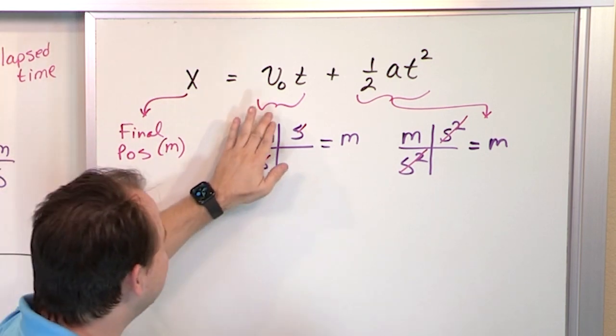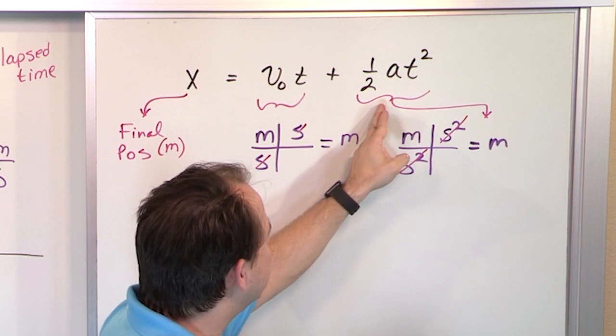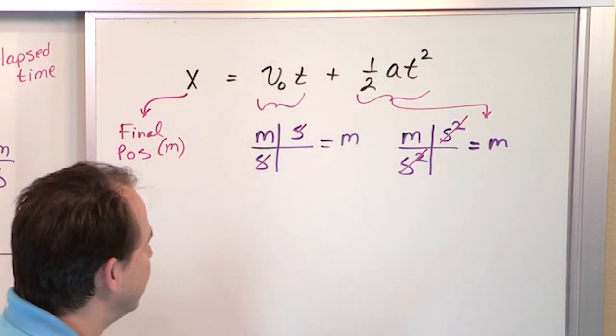So you can see from a unit point of view that it all works out to meters. But why? This one's easy to understand. Velocity times time makes sense. That's how far you've gone. Why does this one give me a distance term?